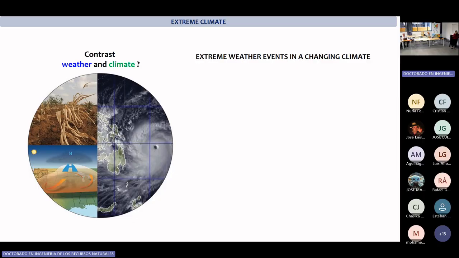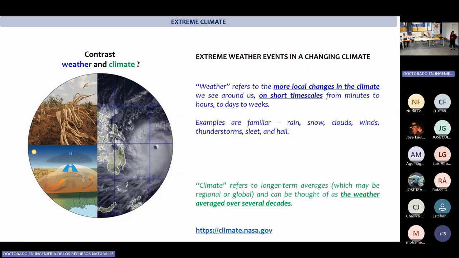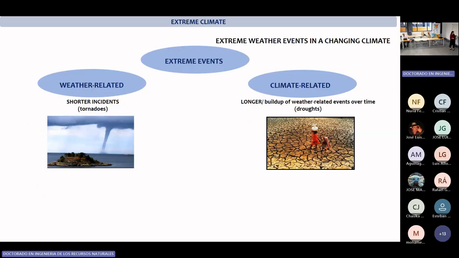So we speak about weather and climate. You know the difference. Weather is more local changes at short time scales. And when we speak about climate, it is the long-term average, okay? It is the weather averaged over several decades. So we have differences in the time scales, and the weather is a very small component of the climate.